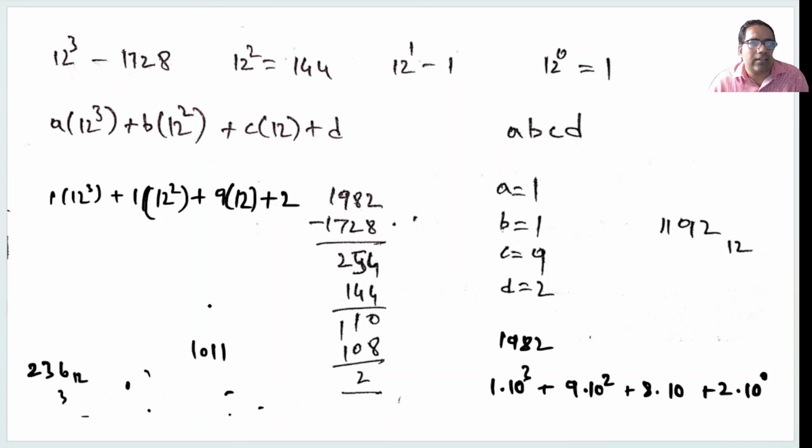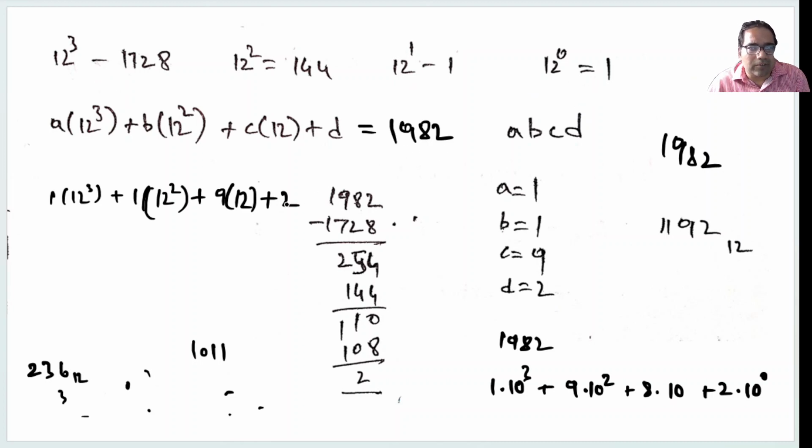So here we are given to convert this number 1982. We have to write it in such a form that a into 12 cube plus b into 12 square plus c into 12 plus d is equal to 1982. This is what we have to write. Now there are two ways of approaching this. One way is, what is 12 cube, what is 12 square, what is 12, and what is this one? Let's try to split it like this.